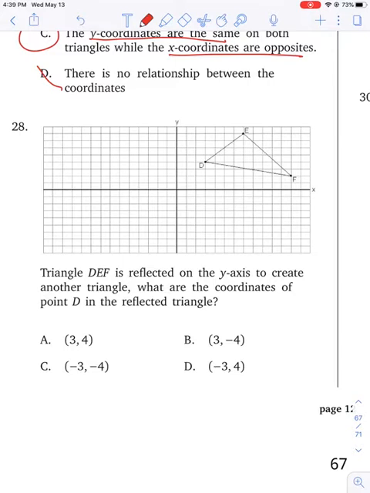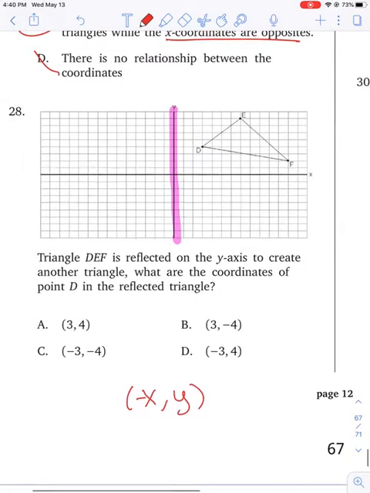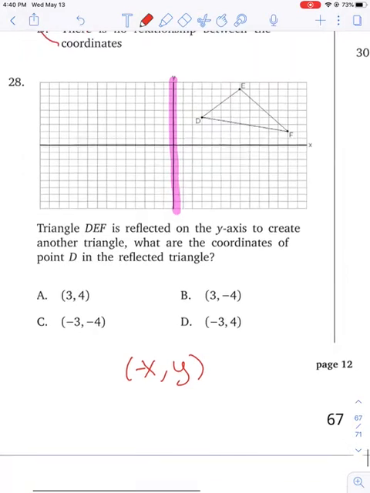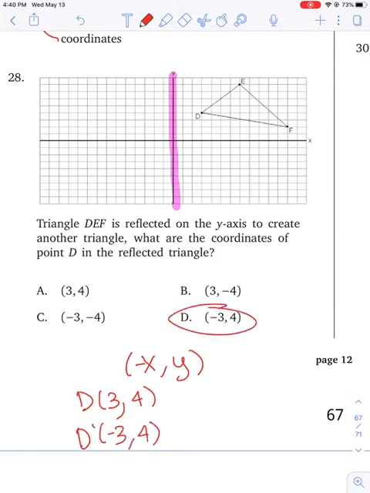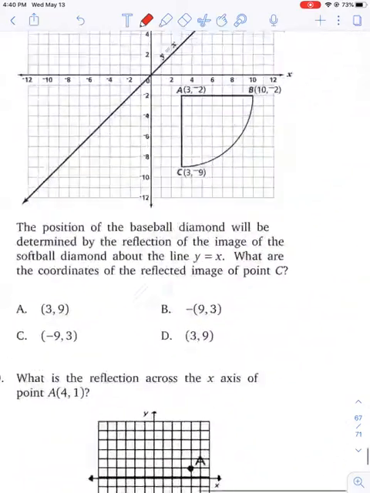Okay, this one. So now we actually have to do it. So reflected on the x-axis, same rule we just talked about. X becomes the opposite. Y stays the same when you're flipping over Y. And we want the coordinates of D. So the original coordinates of D looks like (3, 4). So D prime would be (-3, 4). D.